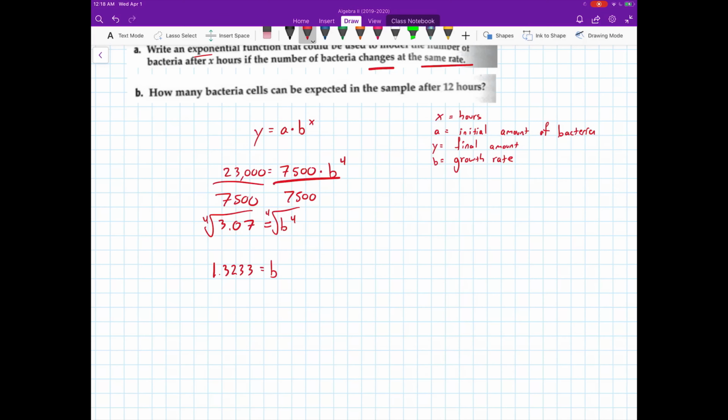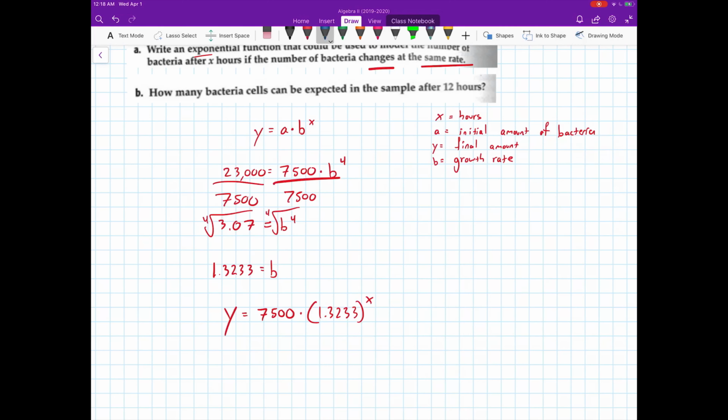Okay, so now we have an equation for the number of bacteria after a certain amount of hours. An approximate equation. We think that the total amount of bacteria will be equal to your initial amount, in this case 7,500, times 1.3233 to the x hours. So we could graph this if we wanted to, that sort of thing.